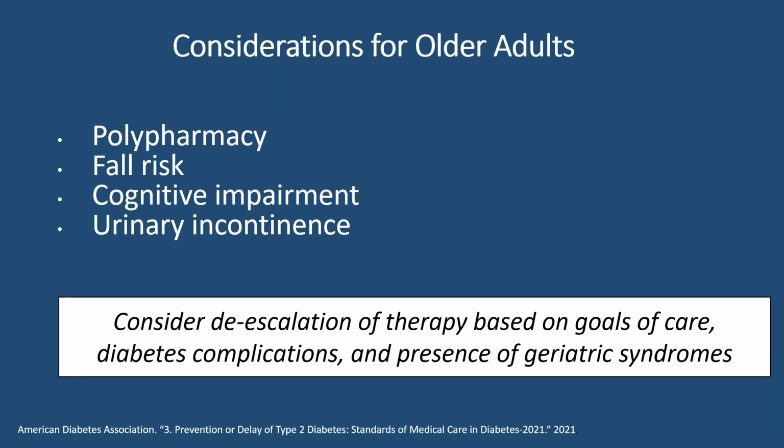And you're concerned about urinary incontinence. I mean, obviously, uncontrolled diabetes can cause frequency in urination and potentially incontinence. But some of the medications, like the SGLT2 inhibitors, can also increase that risk. So that's why they may not be appropriate in all of our patients. And really, when you're dealing with an older adult's diabetes, you should really be considering de-escalation of therapy based on the goals of care for each individual patient and complications of the diabetes in the presence of these geriatric syndromes. Next slide.